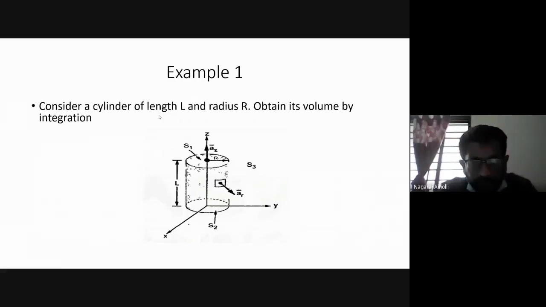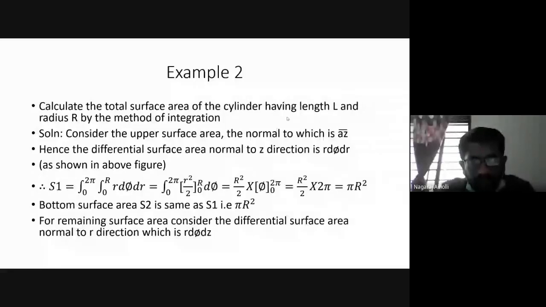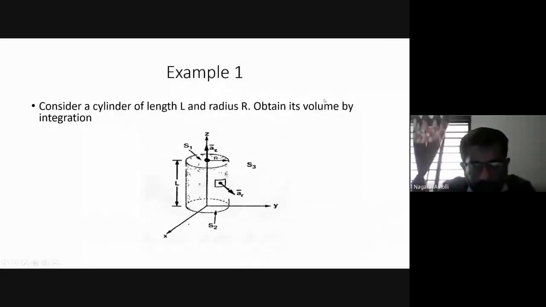So it is S1 plus S2 plus S3. S1 is the upper surface, S2 is the bottom surface, and then the curved surface, the circular one, is S3. Now, how to find the areas of S1, S2, and S3? Consider the upper surface. The normal to it is a unit vector, AZ bar.